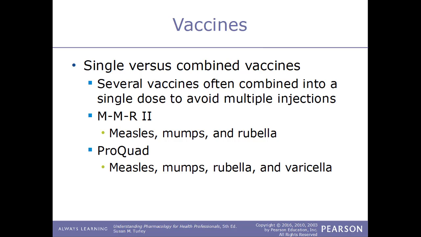Now we'll talk about single versus combined vaccines. A combined vaccine is several vaccines often combined into a single dose in order to avoid getting multiple injections. An example of this would be MMR, which is a vaccine for measles, mumps, and rubella. Another example of a combined vaccine would be ProQuad, which is measles, mumps, rubella, and varicella.